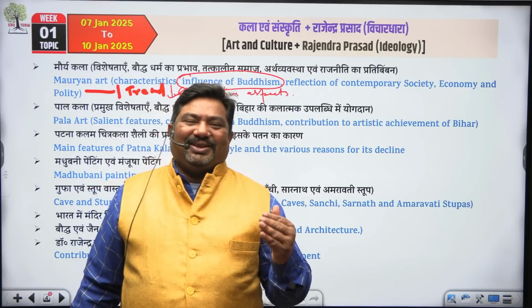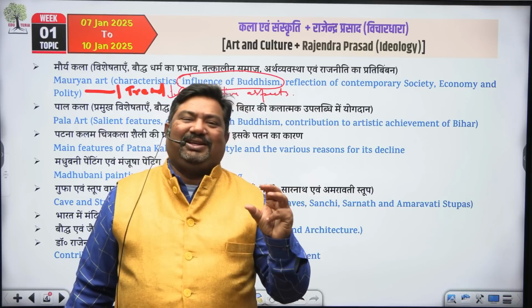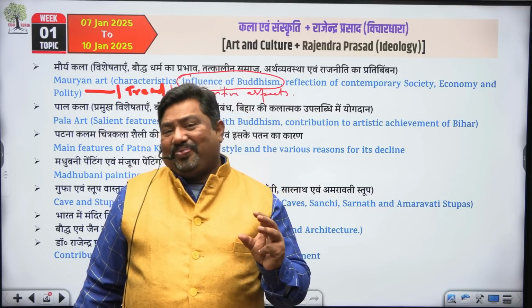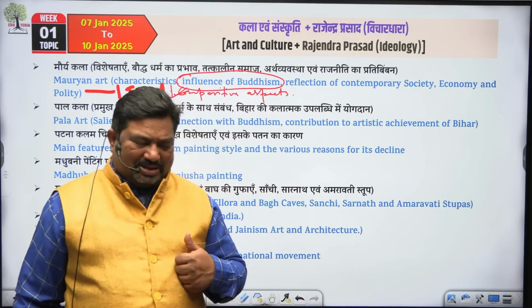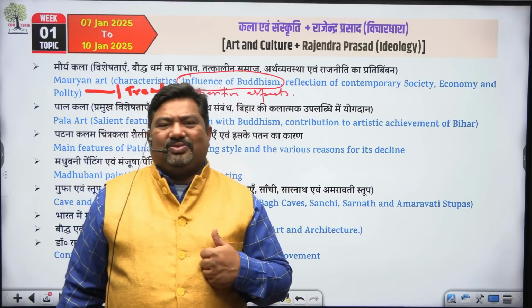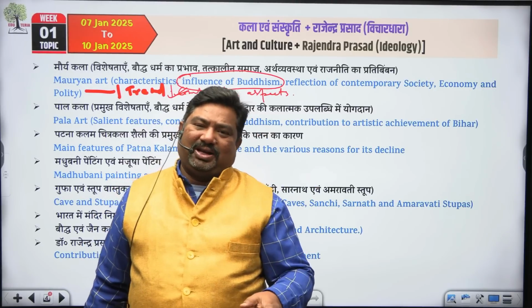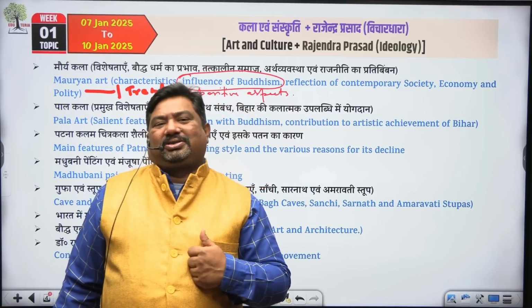So first you need to understand what exactly is the preface, what exactly is the body, what exactly is the conclusion. Many people told me, sir, I wrote about the Santhal revolt, but I couldn't get good marks. I covered all the points, I have given all the facts, I have enriched my answer, but I'm not getting good marks.